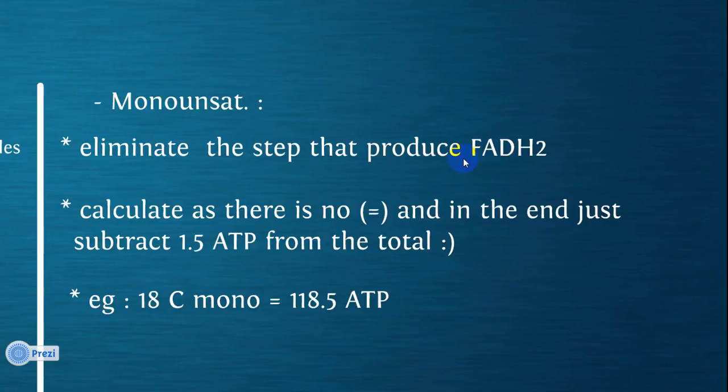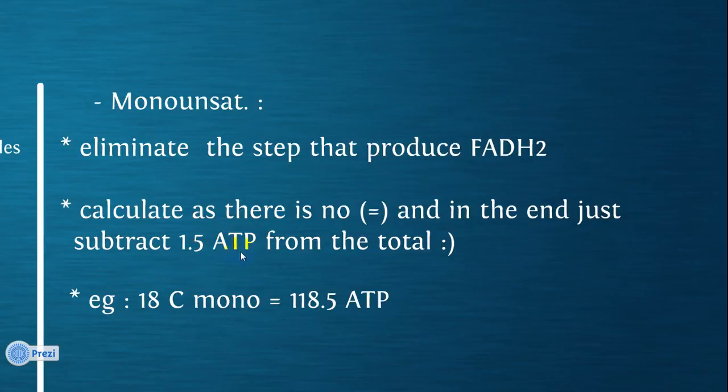So it's the same as an even number, okay? But you only need to eliminate 1.5 ATP. So in the monounsaturated case, you just do the same as you do for the even number. In the end, after calculating everything, just eliminate 1.5 from the total, okay?